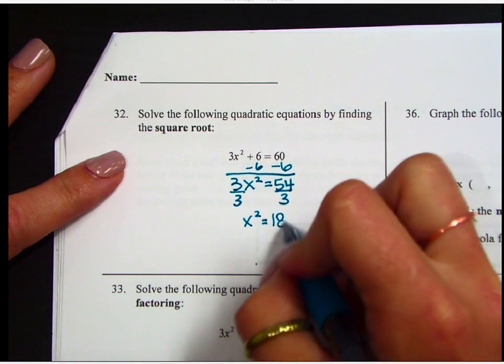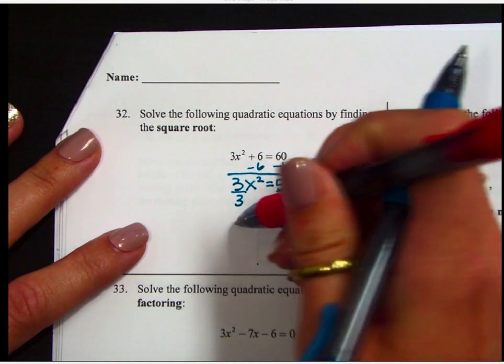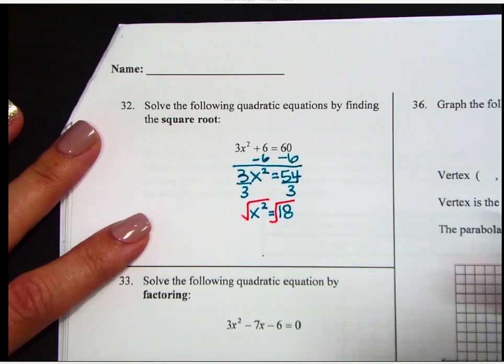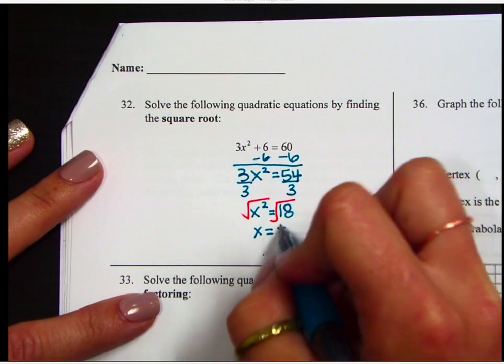18. Our next step would be to do the square root. So we're going to do the square root to both sides. Whenever we're solving equations with a square root, it's always plus or minus.